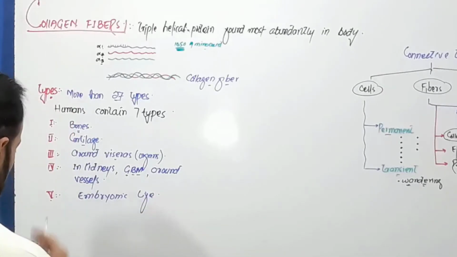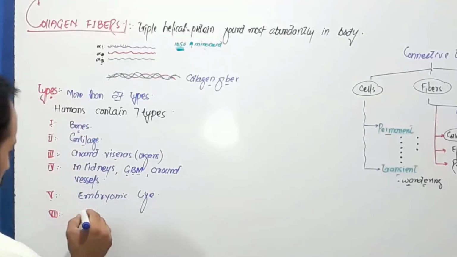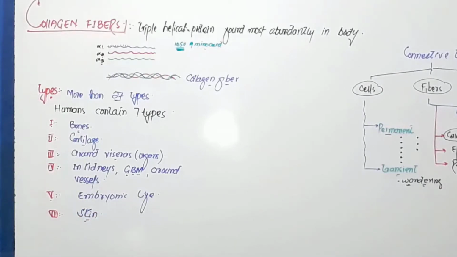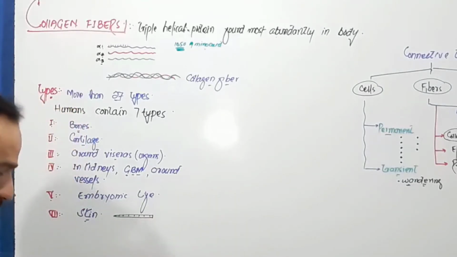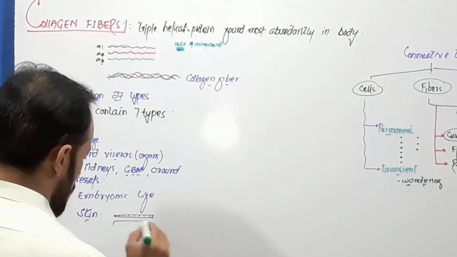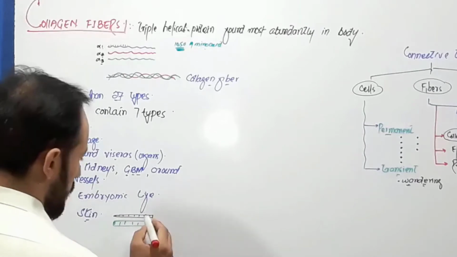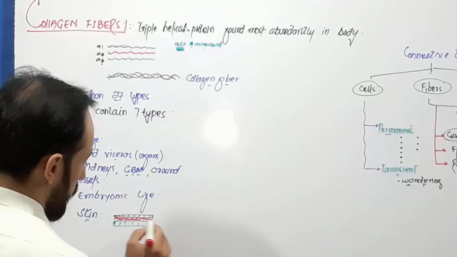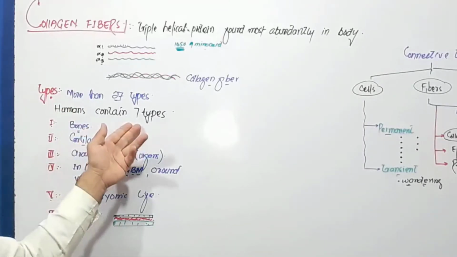And then there is collagen type 7. Collagen type 7 is mostly present in your skin, right? In the underlying tissues of the skin, you know, there is epidermis, then there is dermis. In between the dermis and epidermis, they are strongly held with each other. Here your collagen type 7 is present, right? So these are the types of collagen which are present in the human body.